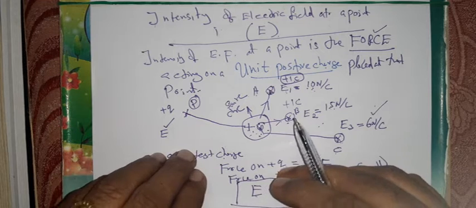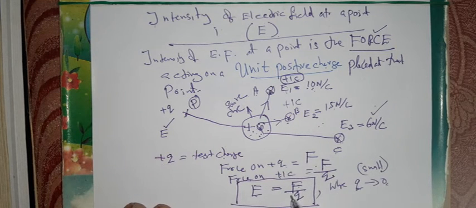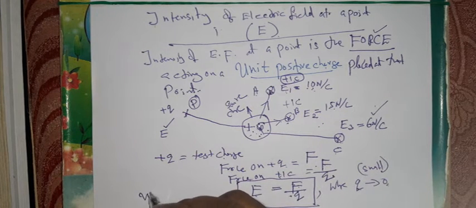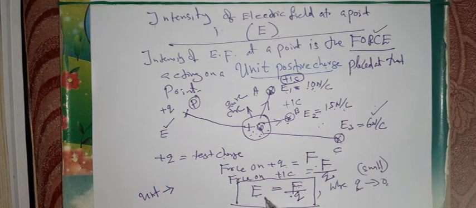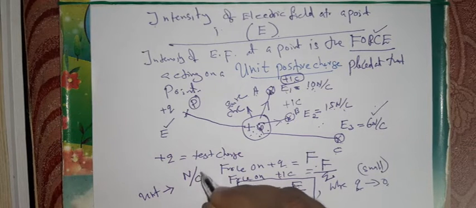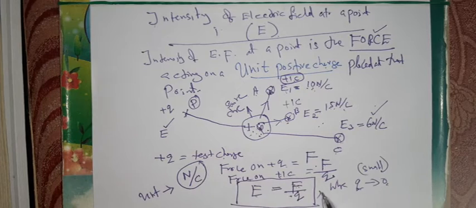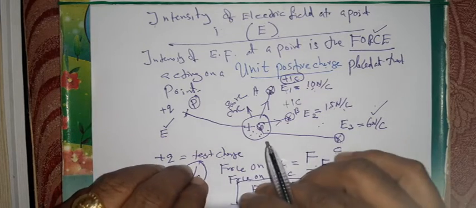Okay. Now, what is the unit of intensity of the electric field? Unit is very simple. We can see the unit from the formula. The unit of force is Newton, the unit of charge is Coulomb. Therefore, the unit of E is Newton per Coulomb. Newton per Coulomb is the unit of intensity of electric field.